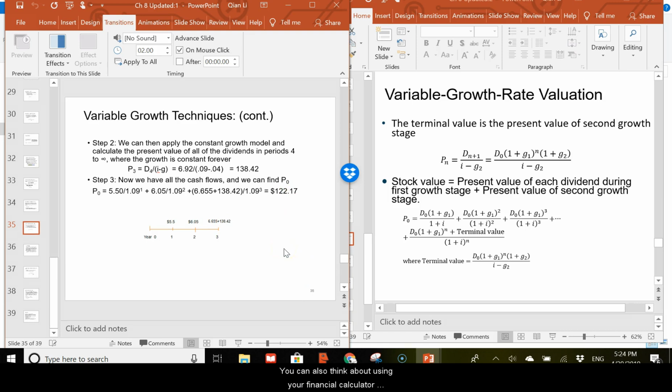122.17. You can also think about using your financial calculator to calculate the total present value instead of having to manually calculate all these present values by yourself. So you may want to go back to your notes in chapter 5 and try to figure out how to use your financial calculator to calculate the NPV of these different cash flows under a discount rate of 9%.